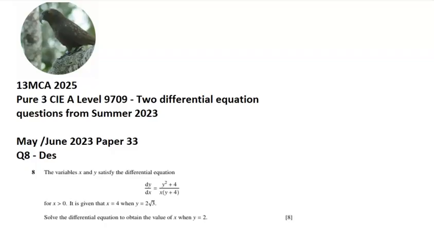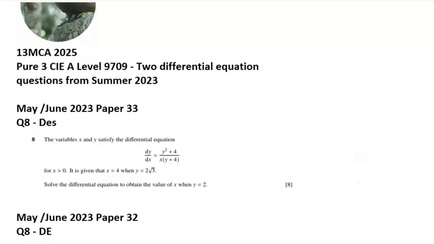The first one was a request from Tom, so thanks for sending that in, Tom. Okay, so I'll just preview both of them and see what you notice straight away.